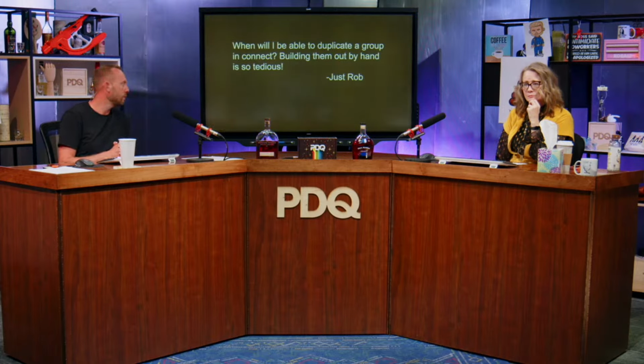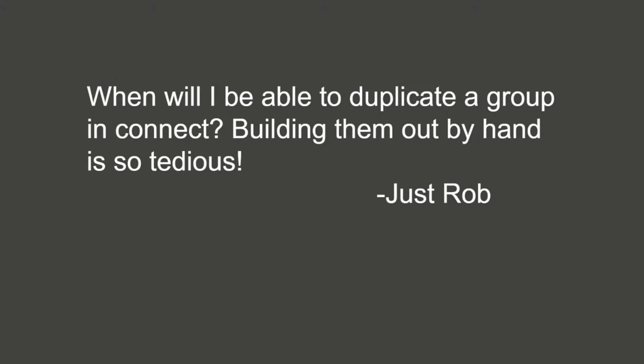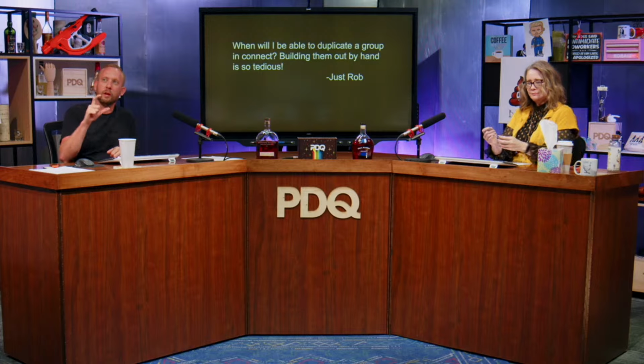And another question from Just Rob. When will I be able to duplicate a group in Connect? Building them out by hand is so tedious. I know. Yeah, I know. It's this race of like, do I do features that make life easier like that? Or do I bring more functionality? It's a prioritization thing. It's an order of operations thing. There are some things in there like duplicating collections that I really want to. But I probably wanted bandwidth constraints more than I wanted that. So it's a matter of time, right?